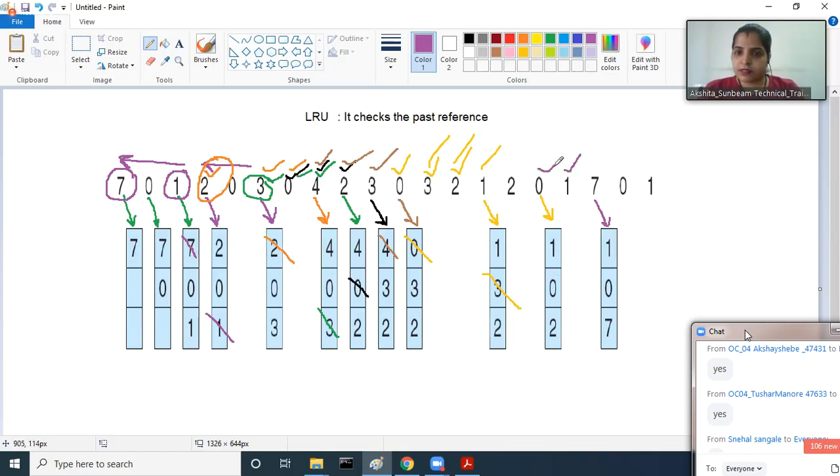1 is here, 0 is here, 2 is here. Least recently used is 2. Replace 2 with 7. 0 is already there, 1 is already there.